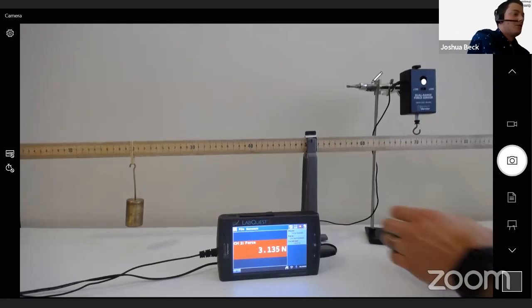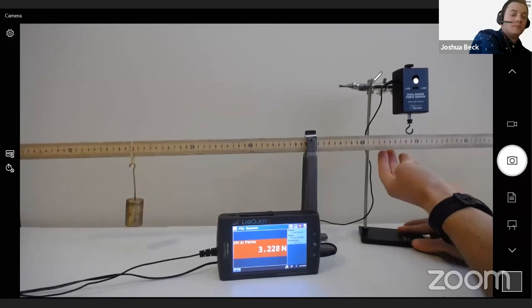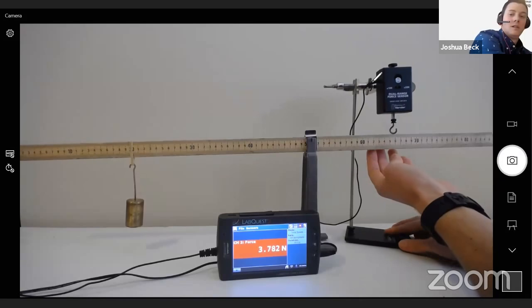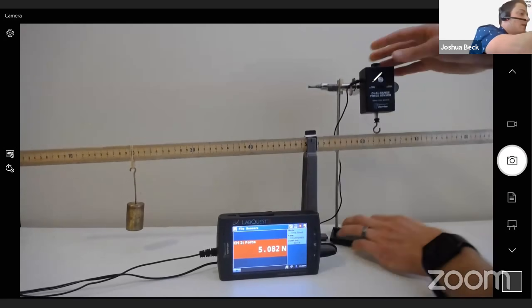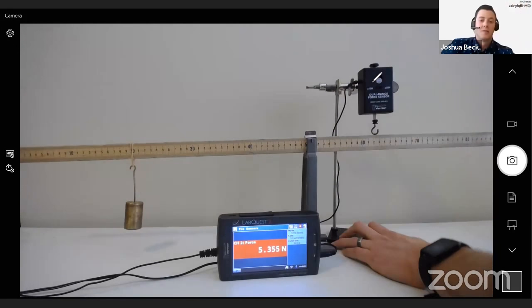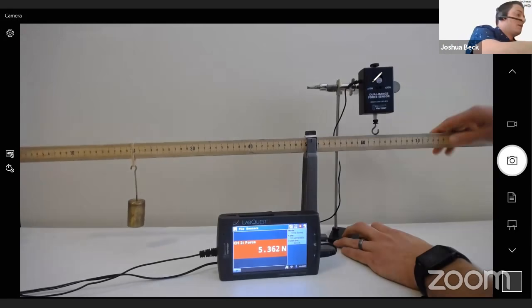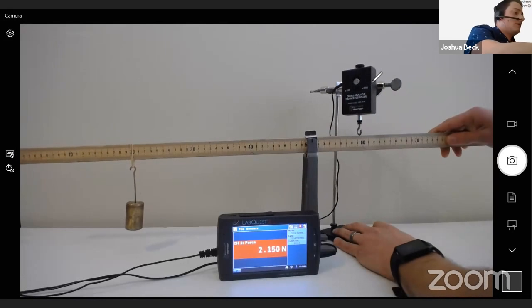Let's see what happens if I go a little closer. You can see the closer and closer I get, this force is going to get bigger and bigger and bigger in order to hold this thing in place. Okay, get a little closer, I'm gonna fall.